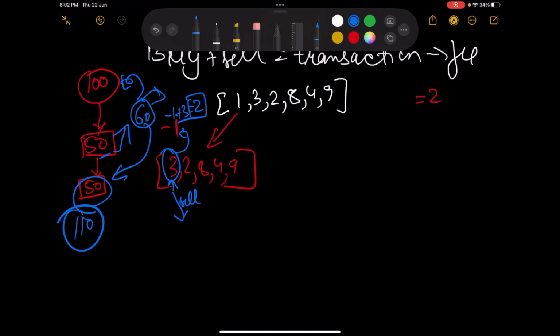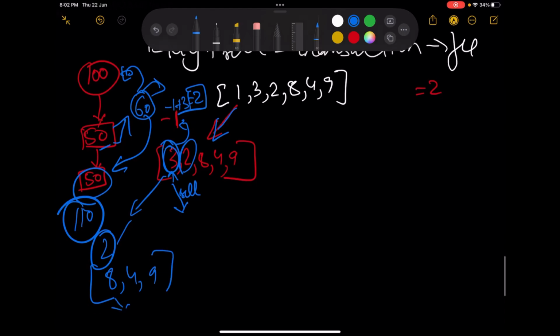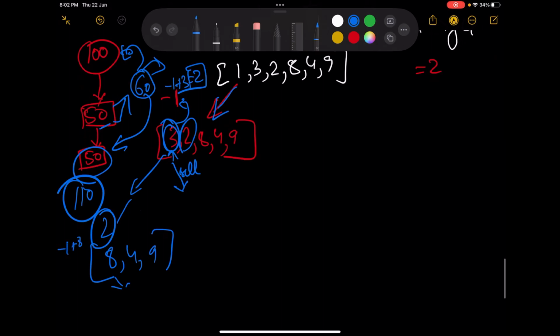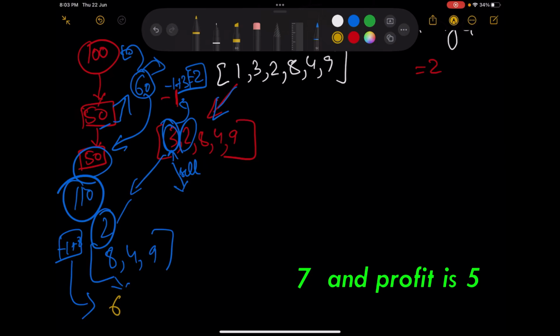Now let us move ahead. I decide to buy here at 1. At 3 I decide, okay, I have bought, I will not buy, I will go ahead. At 2 I decide I will not buy, I will go ahead. At 8, 4, 9 I thought, okay, I will sell at 8. So I will have minus 1 plus 8, which gives me 6, and as a transaction fee of 2 is applied, I will do a minus 2, which will give me a profit of 4.